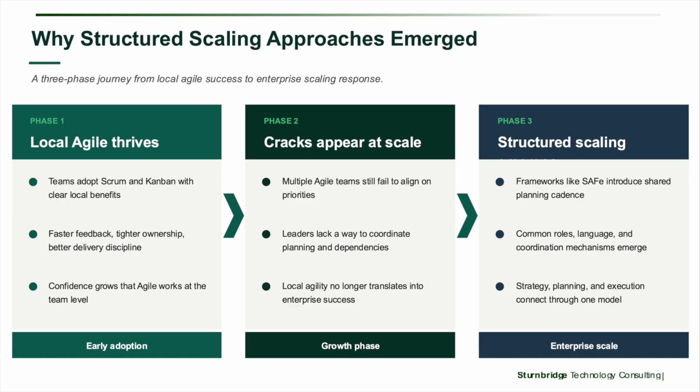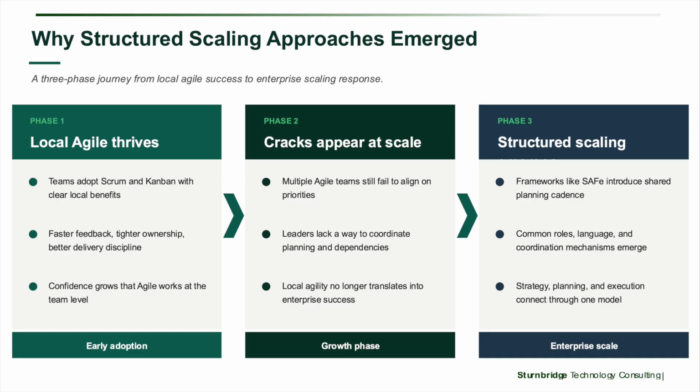Scrum helps a team run a sprint. Scrum does not automatically align 20 teams across one manufacturing transformation. Kanban helps manage workflow. Kanban does not automatically resolve shared infrastructure bottlenecks, portfolio contention, or governance delays.